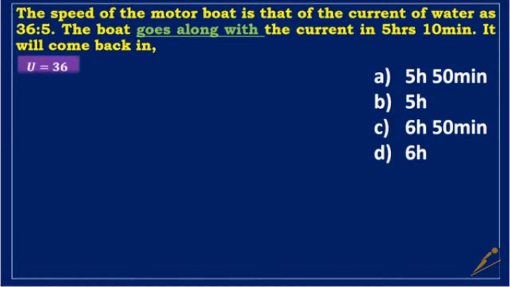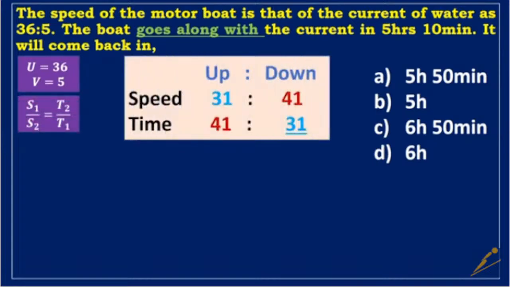The speed of the motorboat, U, is 36 km per hour. The speed of the current, V, is 5 km per hour. Upstream, the difference in speeds is 31 km per hour. The sum of the speeds downstream is 41 km per hour. Therefore the upstream and downstream speed ratio is 31 to 41. Speed and time are inversely proportional. As a result, the time required for the upstream and downstream ratio is 41 to 31.